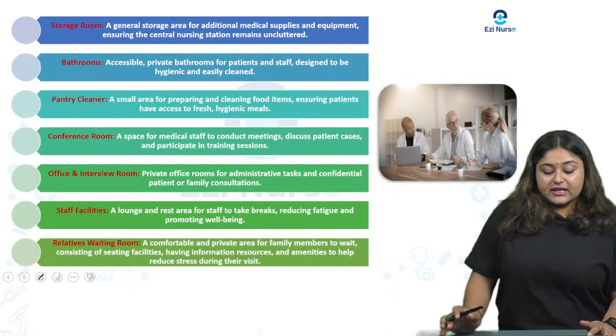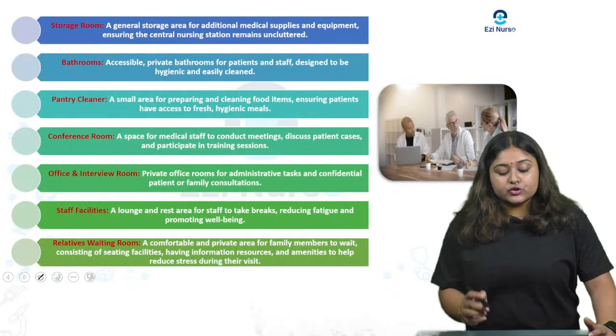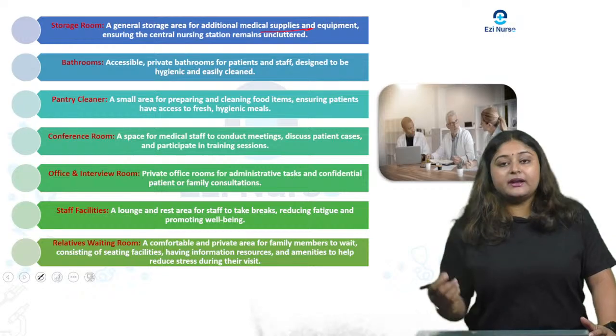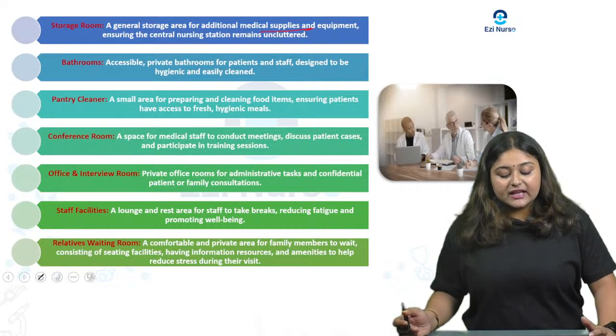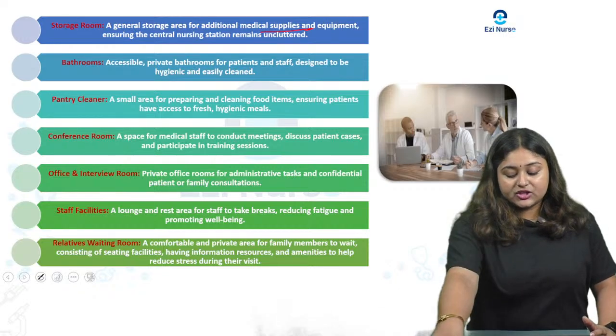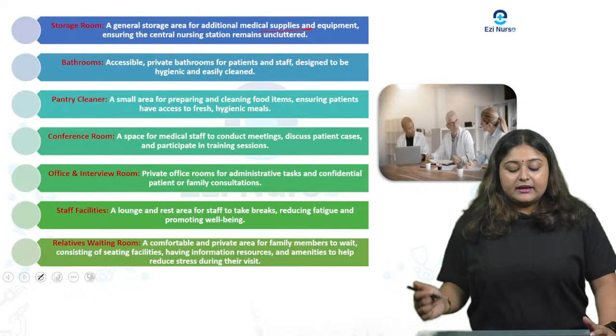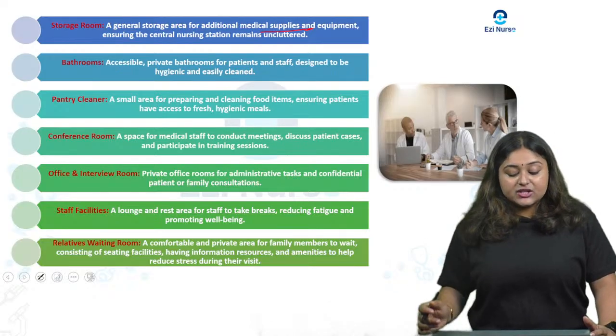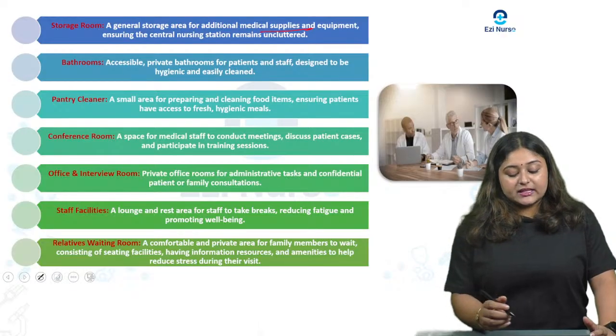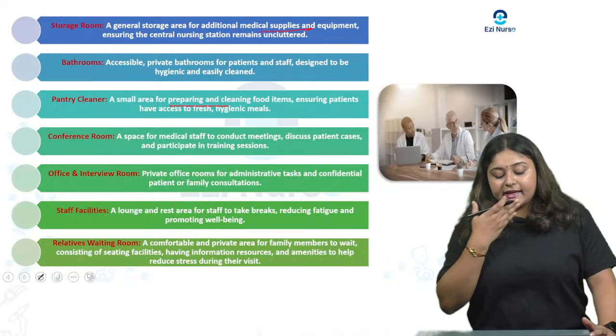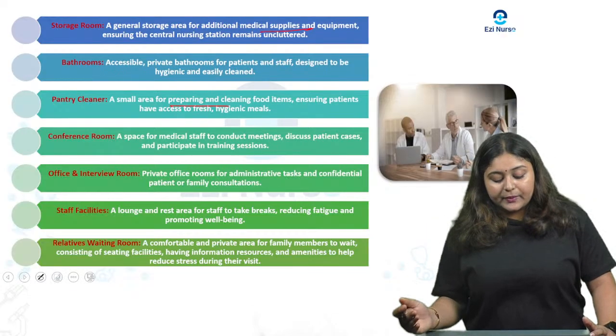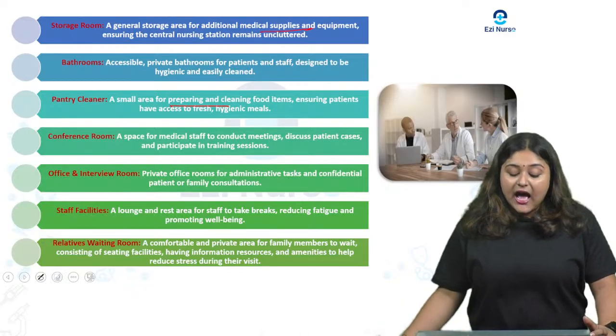Now come to the next, that is the storage room. A general storage area for additional medical equipment and supplies. Bathrooms: accessible private bathrooms for the patient, designed to be hygienic as well as easily cleaned. Next is the pantry, a small area for preparing and cleaning food items, ensuring the patients have access to fresh and hygienic meals.